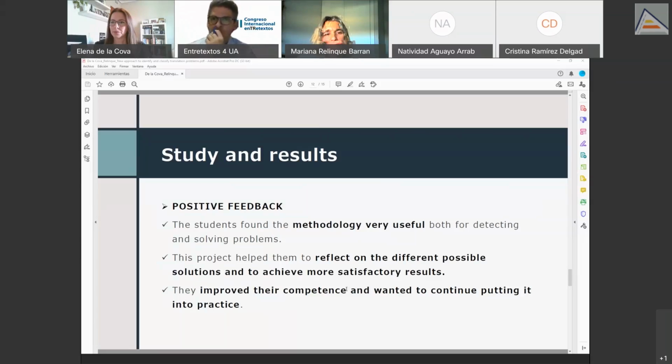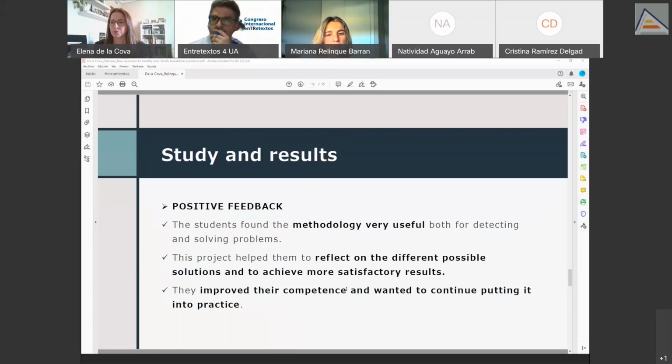As a result of the survey, and also as they mentioned, particularly in the last open question I told you about at the beginning, we saw that most of the students found the methodology very useful, both for detecting and for solving problems. In general, they said that they liked the project. Most of the comments were positive.